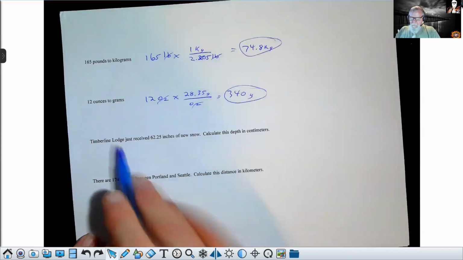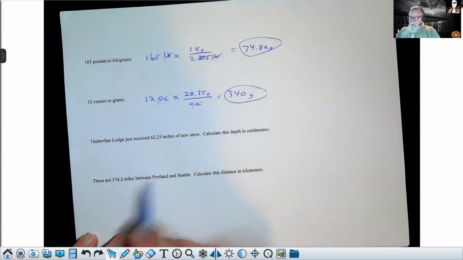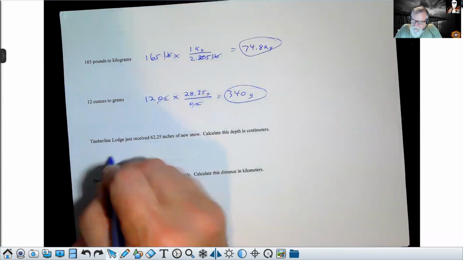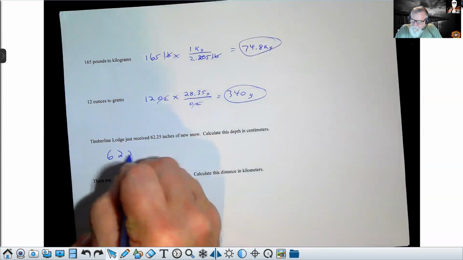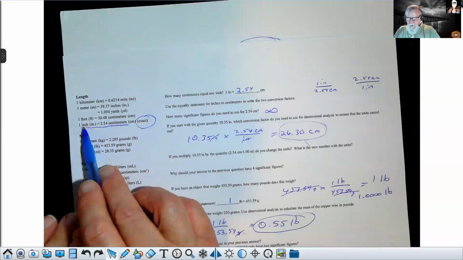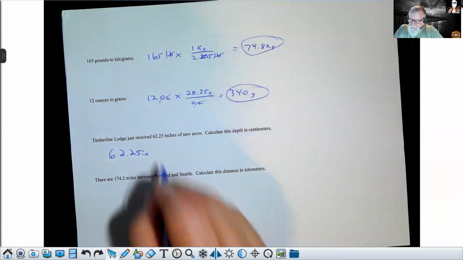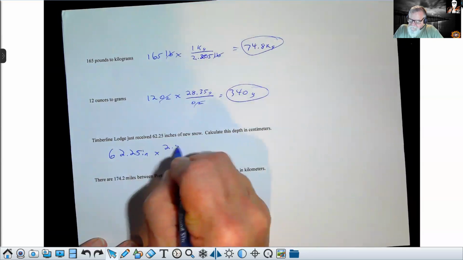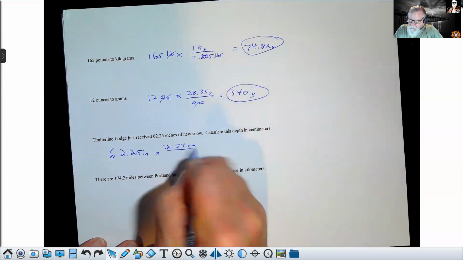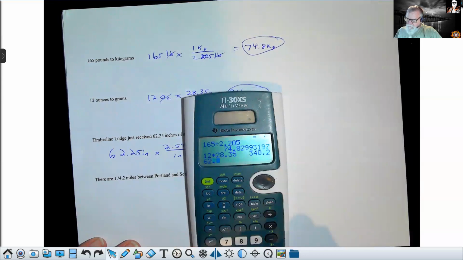All right. Timberline Lodge just received 62.25 inches of new snow. Calculate the depth in centimeters. So we have 62.25 inches. And now we want to convert to centimeters. We have that 1 inch is equal to 2.54 centimeters. We'll put the centimeters on top, divide by the inches, right? 2.54 centimeters per inch. And so 62.25 times 2.54 equals 158.11.